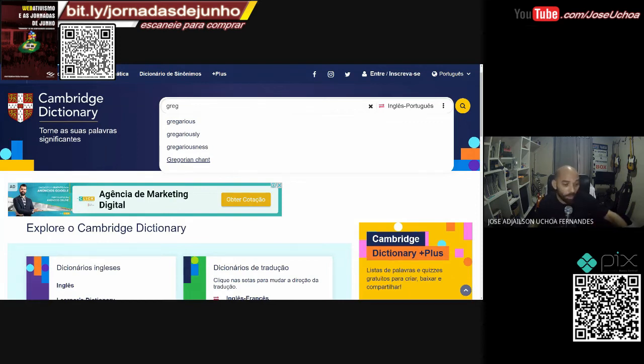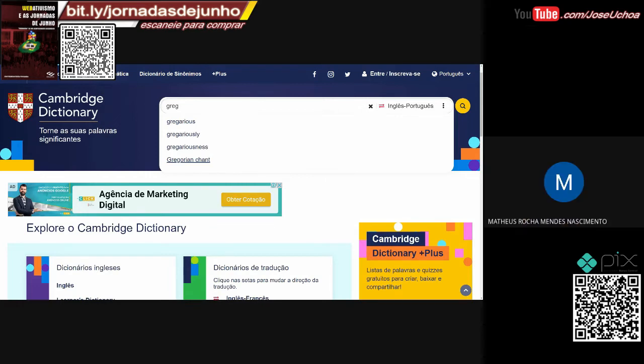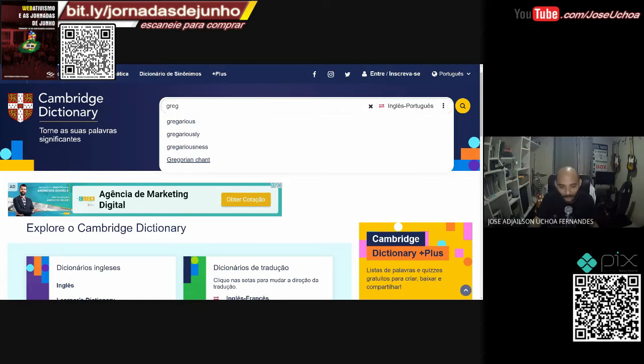We have gregarious, gregariously, gregariousness, Gregorian chant. Now, guess who invented or who promoted Gregorian chant? Why do we call it canto gregoriano? Who was the one that promoted it, an enthusiast of this kind of chant? Maybe the same pope that made the calendar, right? Perfect. Yeah, that's it.